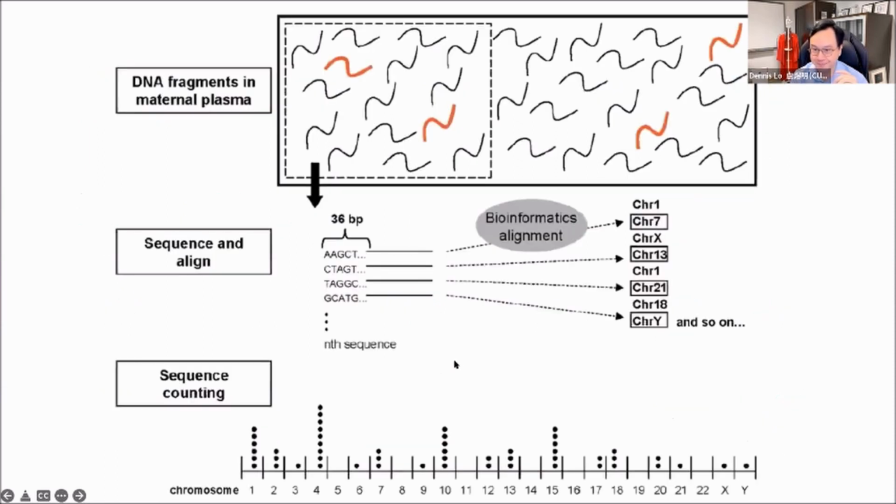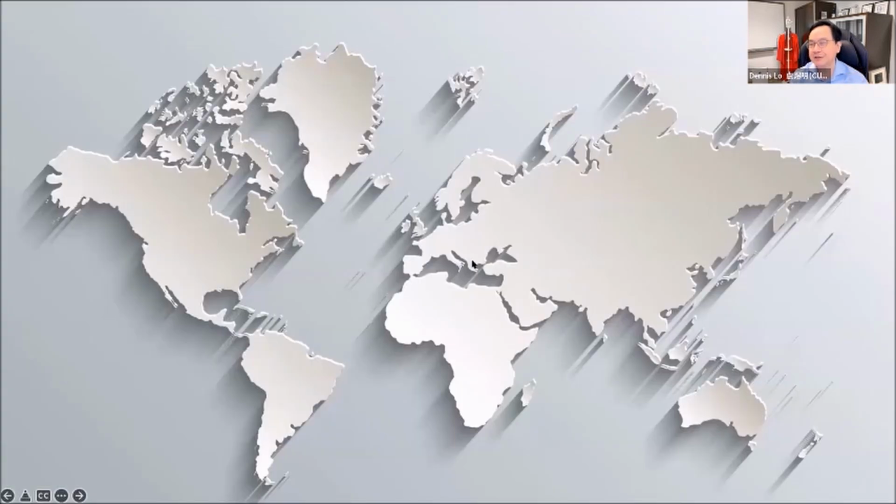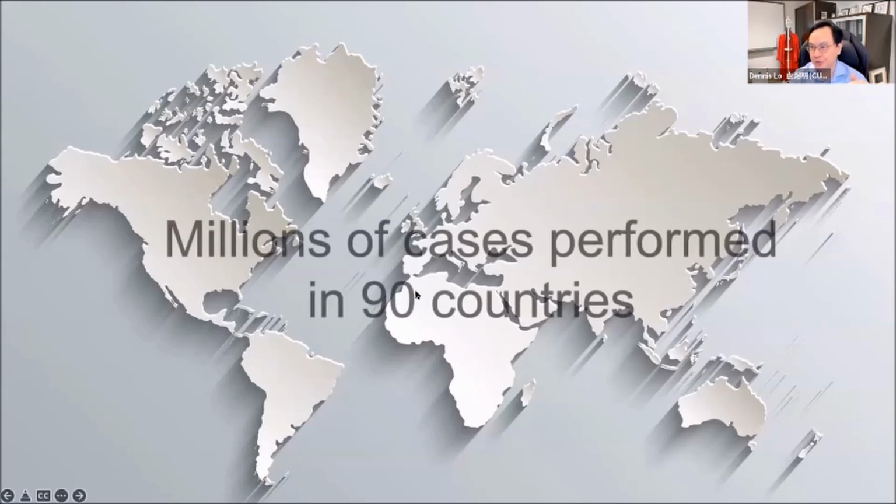In 2008, we invented this method whereby we sequence millions of DNA molecules in blood and map them to the chromosome from which they come. Then we can plot ratios of different chromosomes in blood. Using this method, we can screen for Down syndrome with an accuracy of 99.7%. Because the technology is so accurate, it has been rapidly introduced clinically. It's now called NIPT, non-invasive prenatal testing. It's actually been done millions of times in over 90 countries.